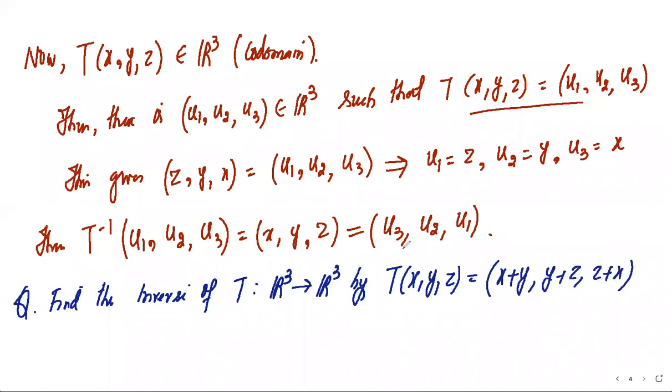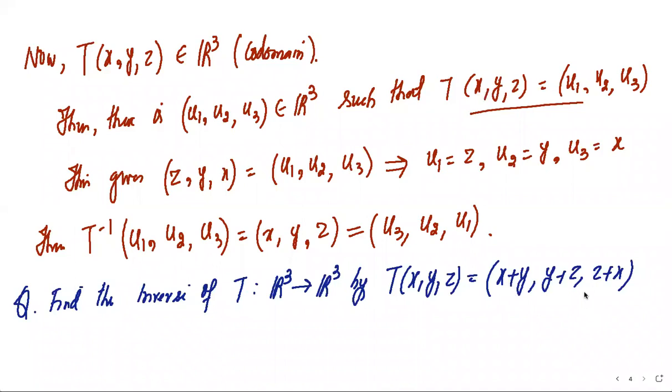ठीक है, तो इनवर्स निकालने के लिए आपको क्या करना होगा? You first have to write that T of X, Y, Z belongs to the codomain space. So there is some element U1, U2, U3 in the codomain space such that T of X, Y, Z is equal to U1, U2, U3. And then this equation gives us T inverse of U1, U2, U3 is equal to X, Y, Z. But then using this definition, T of X, Y, Z is defined as X plus Y, Y plus Z, Z plus X. But now this is equal to U1, U2, U3.